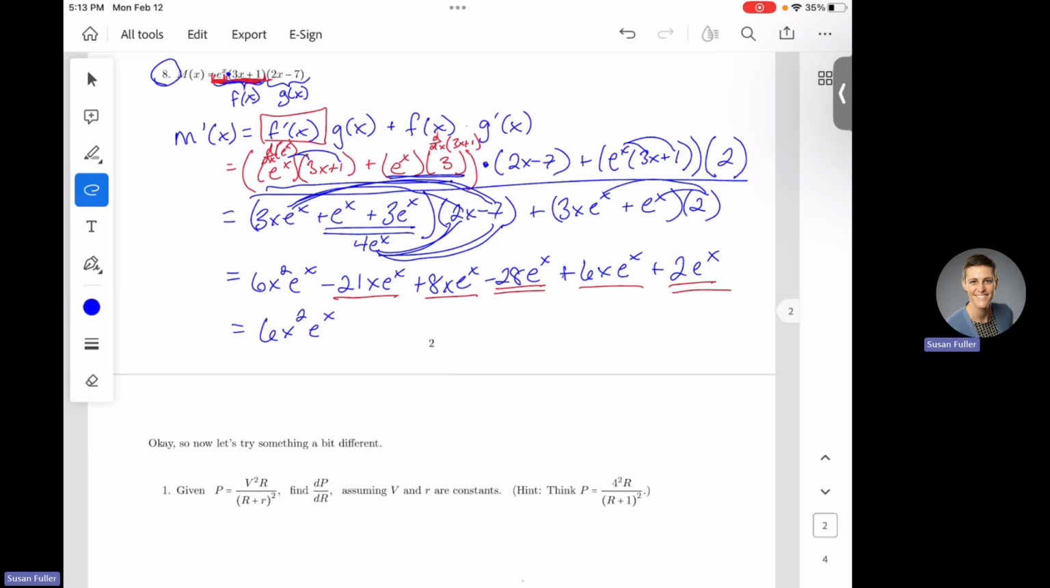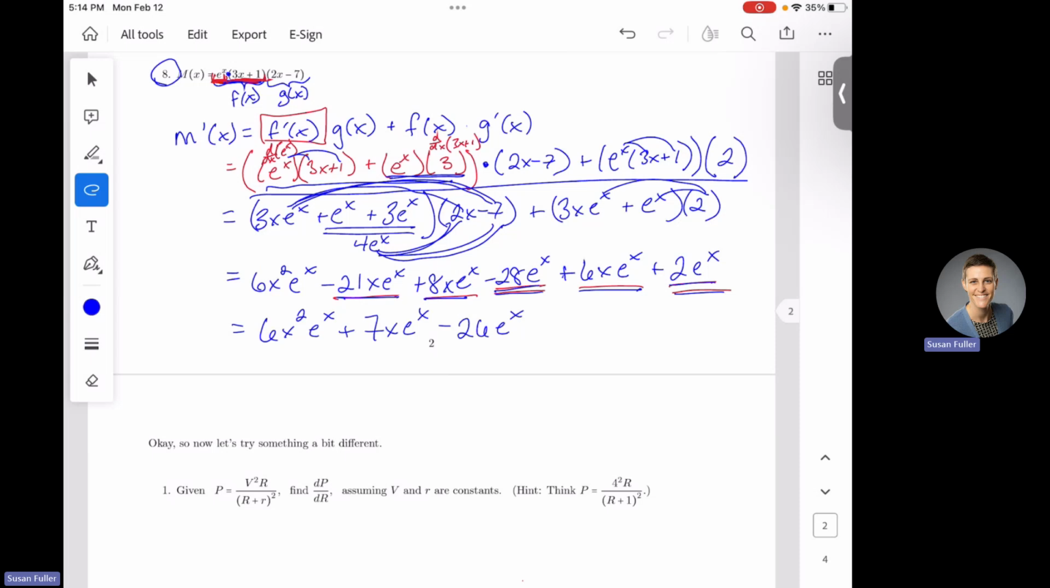Let's see, this is going to be negative, so plus 8. Oh, wait, no, that's just kidding. This is with something else. So it's the negative 21 plus 8 plus 6. Sorry, my brain doesn't want to do that. So negative 21x plus 14x, that's going to be plus 7x e to the x. There we go. And then negative 28 e to the x plus 2 e to the x is minus 26 e to the x. Perfect. So you can write your final answer like that.